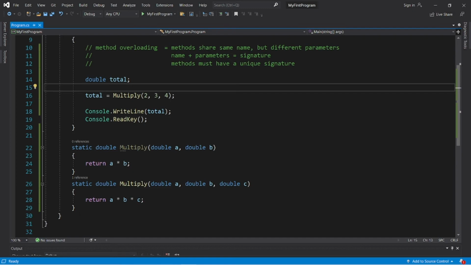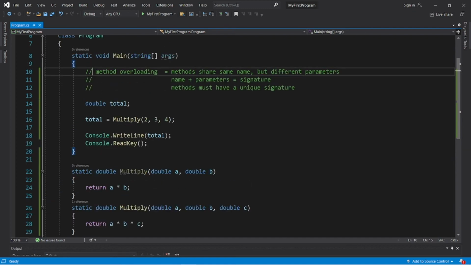And I could just keep on creating more methods. So basically, that's method overloading. Methods can share the same name, but they need different parameters if they do share the same name. A method's name plus its parameters equals the method's signature, and methods must have a unique signature. So yeah, that's method overloading.